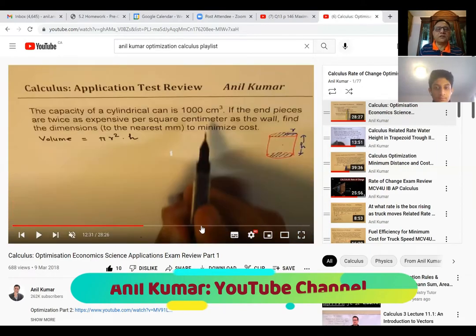Internet is slightly slow today. Can you please read this question? Yes, sir. The capacity of a cylindrical can is 1,000 cubic centimeters. If the end pieces are twice as expensive per square centimeter as the wall, find the dimensions to the nearest millimeter to minimize cost. Correct. So cost is minimized. That means you have to find the surface area. And surface area is constituted of two circles on the top and bottom, and the length of surface area around, 2 pi r h.